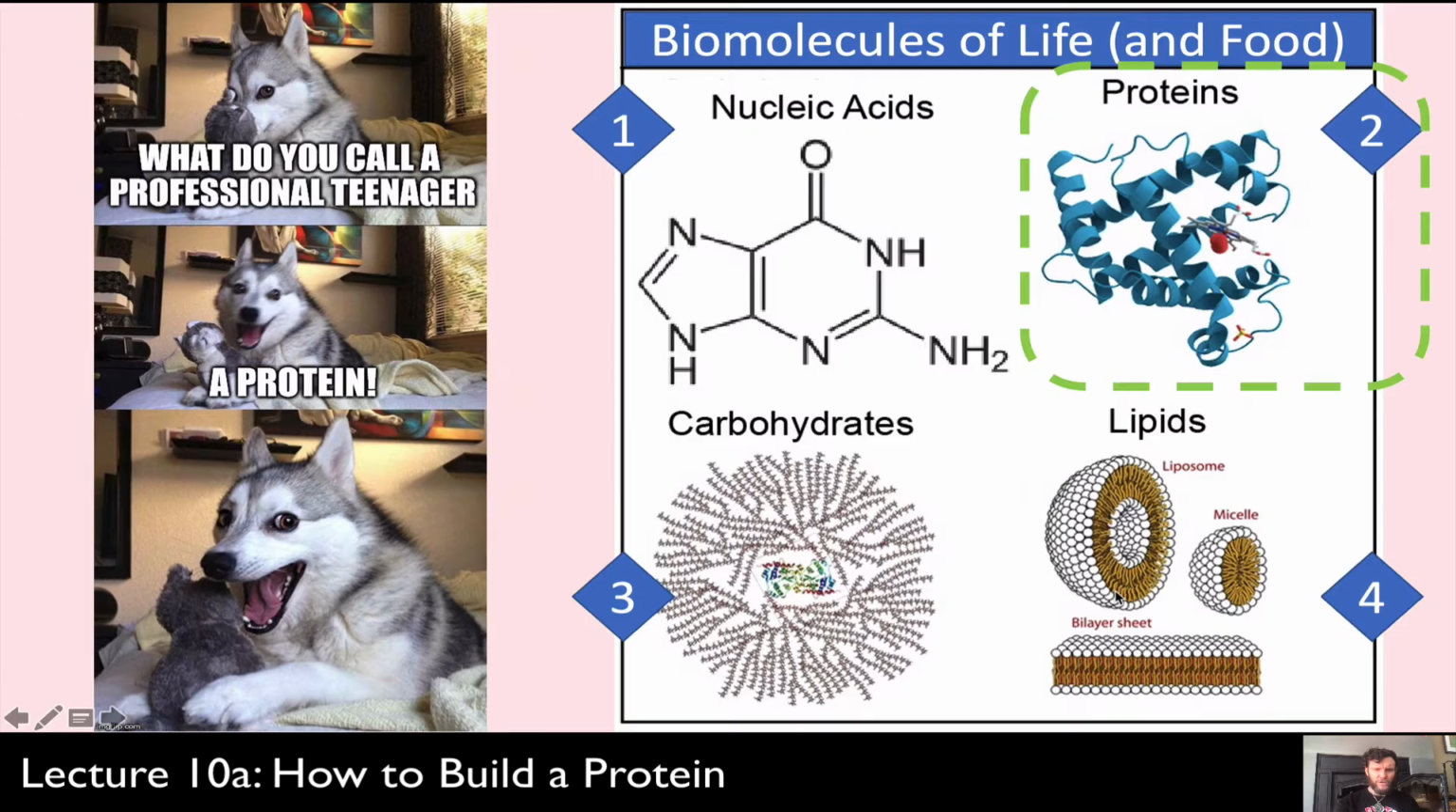Build a protein? What are you talking about? Well, there are four biomolecules of life. I believe I have said this before, but if not, there are four of them. We've talked about nucleic acids just a little bit when I introduced GMOs. The second is proteins, and the third and fourth are carbohydrates and lipids. We're going to get to those later in the semester.